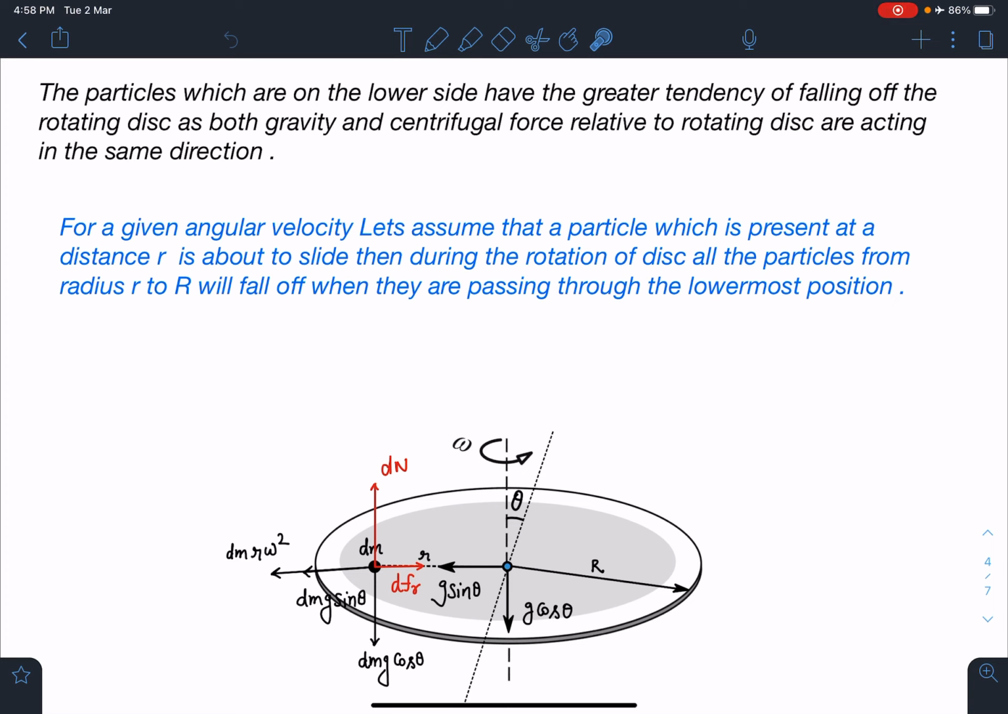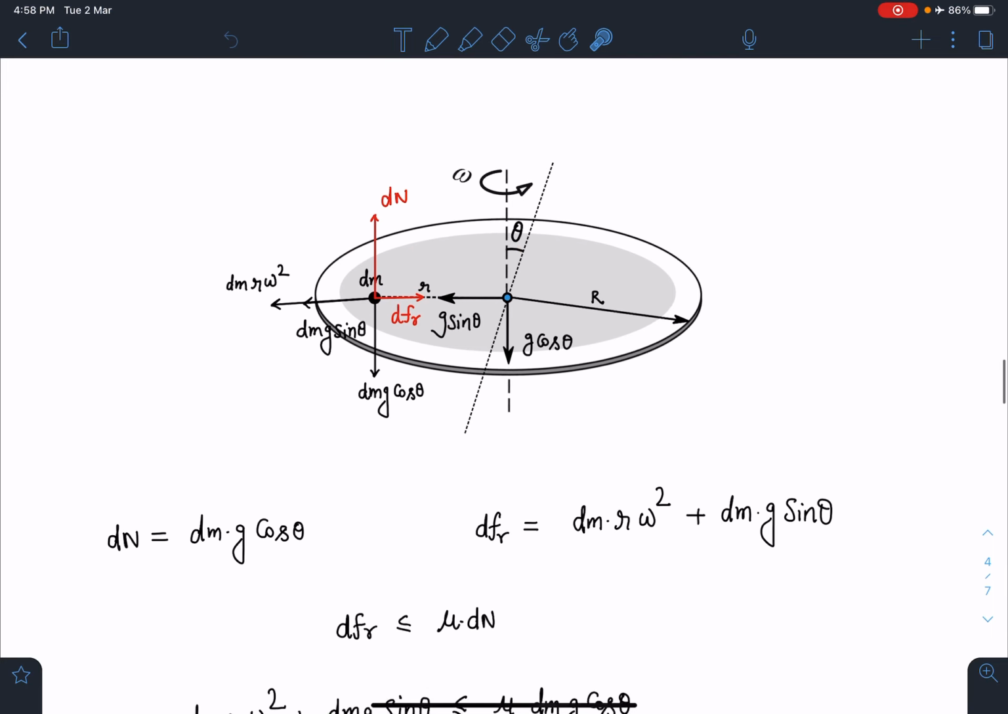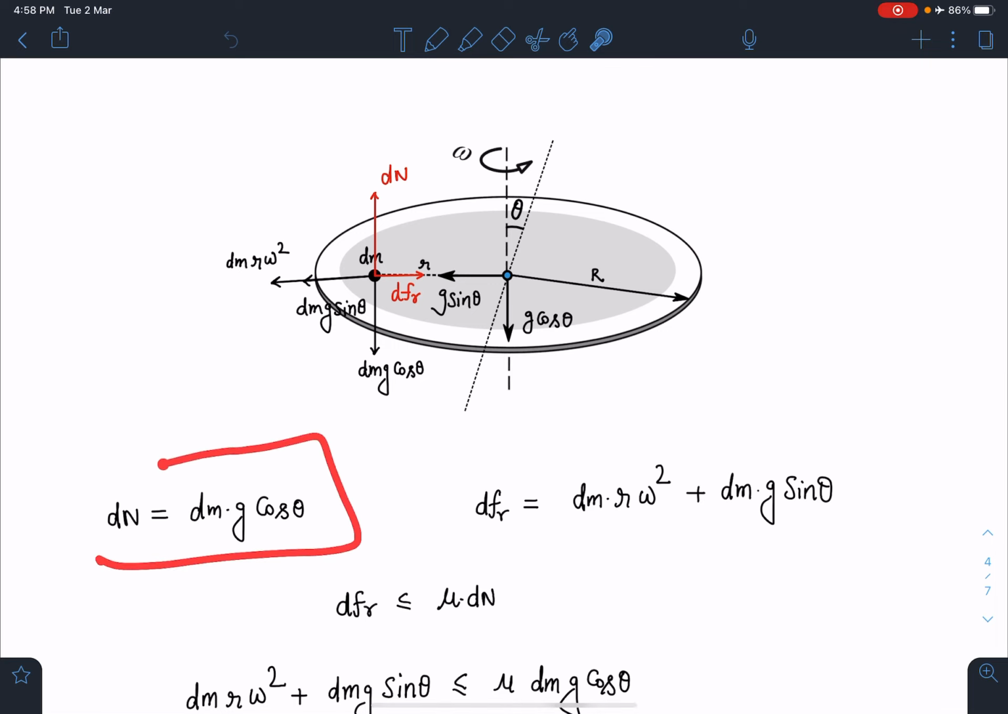Now for a given angular velocity omega, we can say the particle which is present at a distance of r, let's say it is about to slip. So we can write here this dN is dm g cos theta, and similarly this friction force will be dm r omega square plus dm g sin theta.